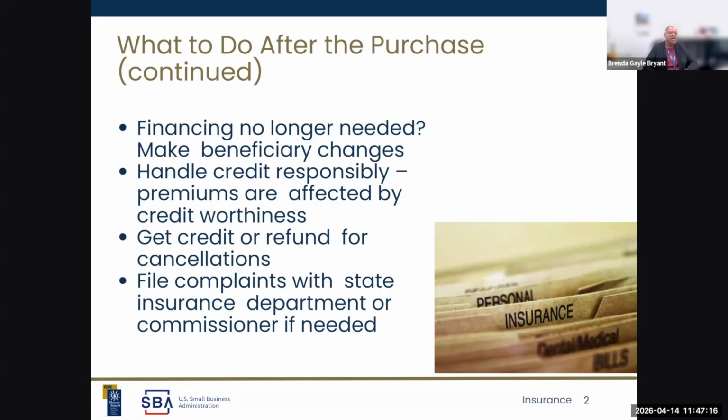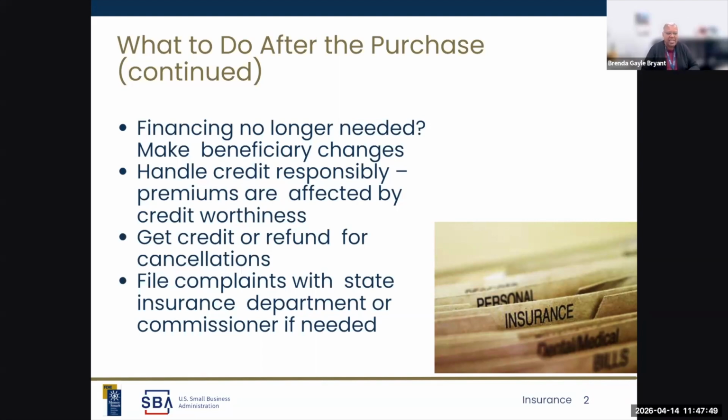So if you're uncomfortable with anything that's happening in your insurance and how your insurances are working, and you and your agent can't seem to get that straightened out, you can always file a complaint with the state insurance department, because insurance companies and insurance agents are licensed by the state.